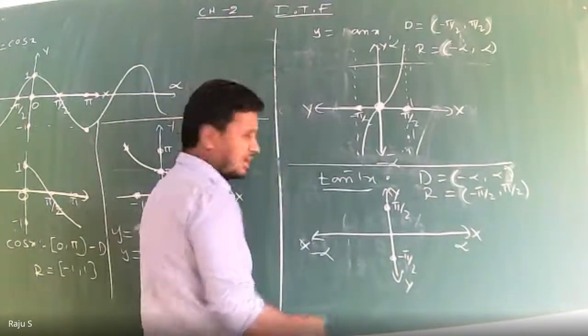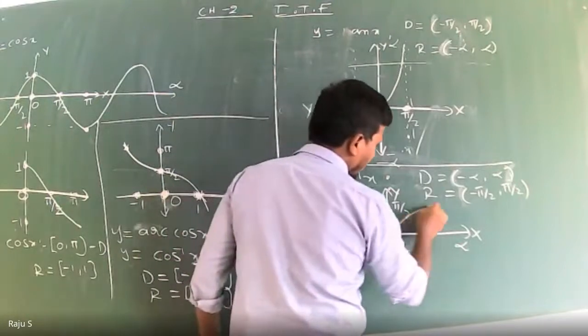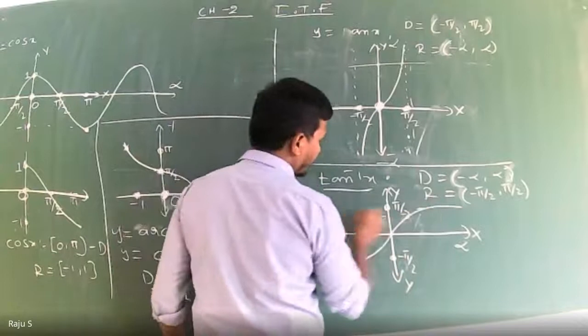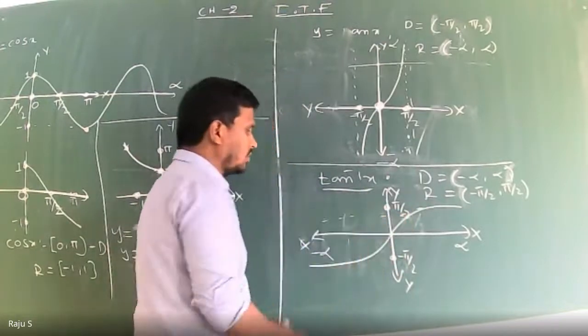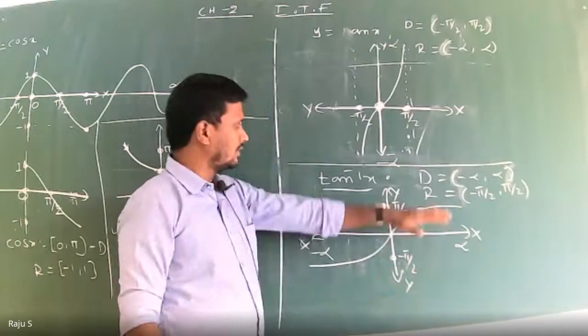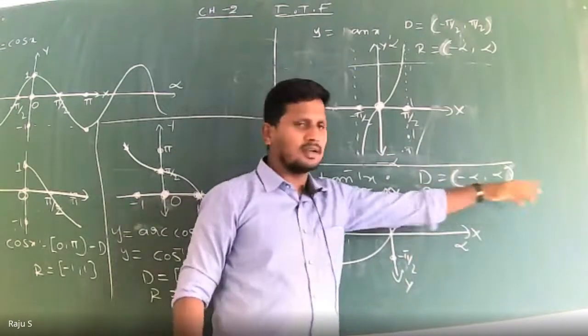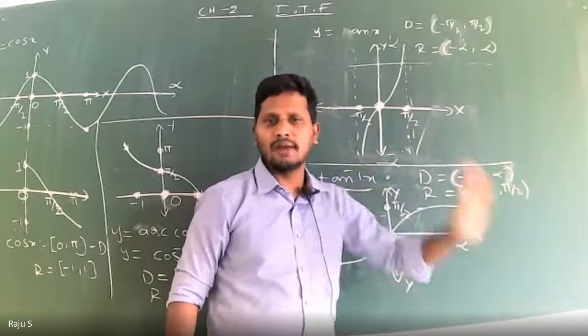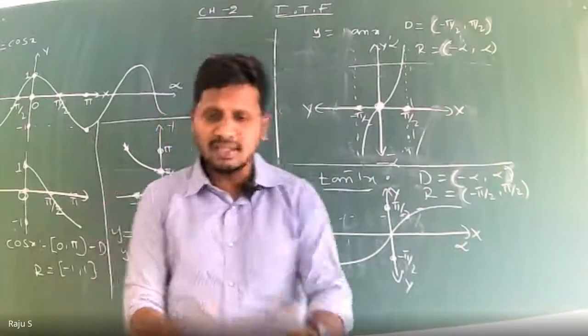So what about the graph here? We are going to get it like this. It should not cross pi by 2, and it should not cross minus pi by 2. So the range is minus 90 to plus 90. This range is called the principal value branch. So these three are important.